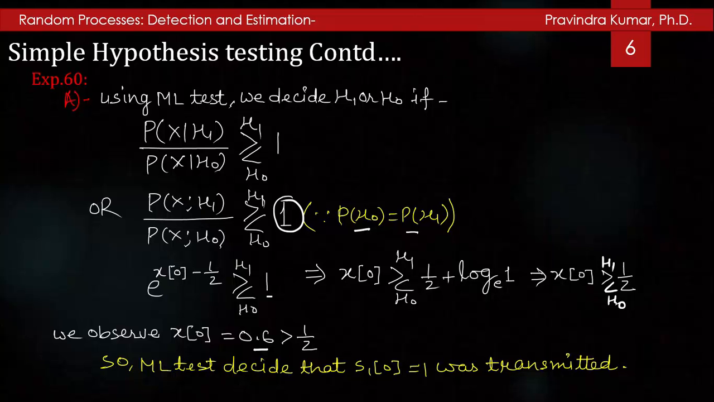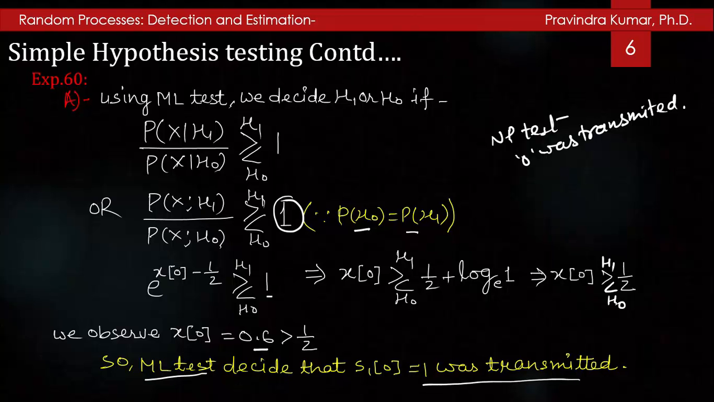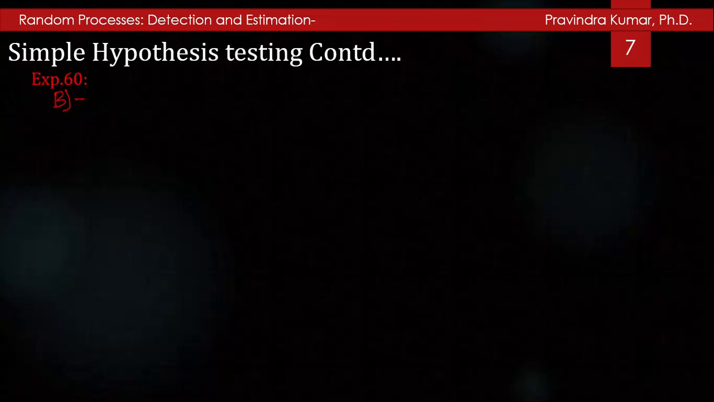But in the previous lecture, when we used the NP detector for the NP test, we showed that the detector decides 0 was transmitted. But in this case, using the ML test for the same question, it decides that 1 was transmitted. So now we will discuss the type first error.